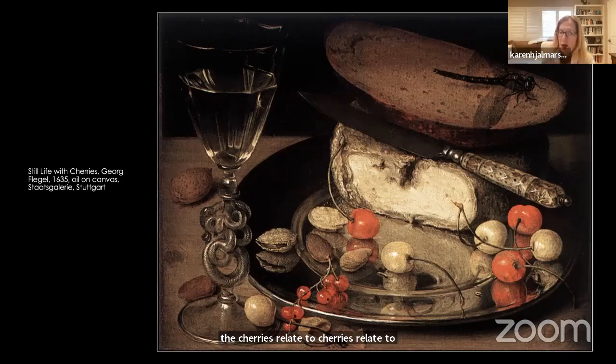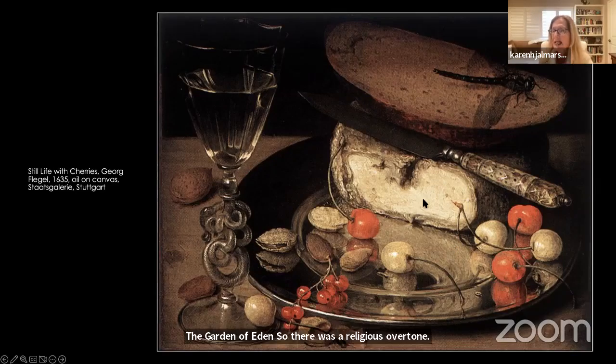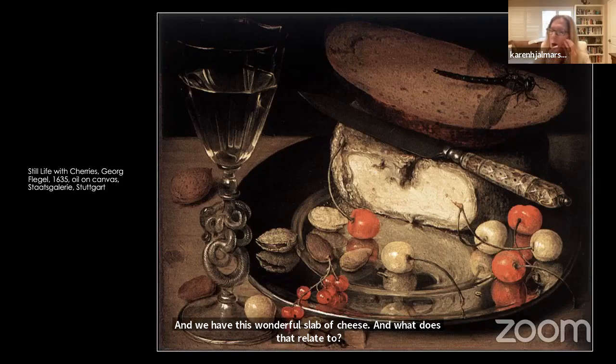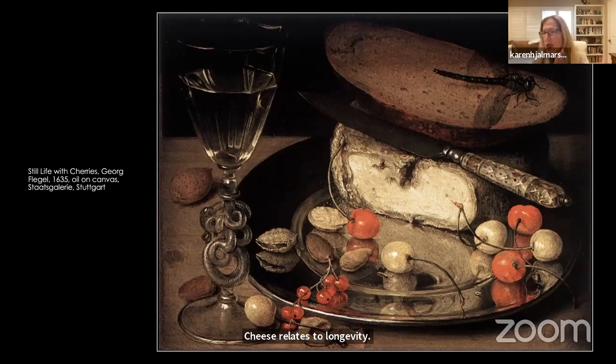So there was a religious overtone, and we have this wonderful slab of cheese. And what does that relate to? Cheese relates to longevity. So we have not only the idea of the Passion, the Eucharist, but the idea of longevity. However, with the dragonfly, we also understand that there's this comment on the brevity of life. So we have this idea of decay too, because there's a little bit of decay in the cheese. So, you know, this idea that life is brief, and also to have these sort of higher ideals that will carry with us in our passing.